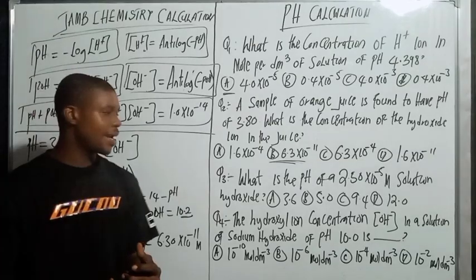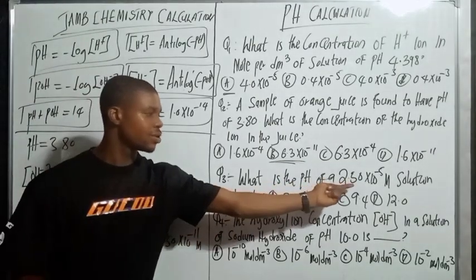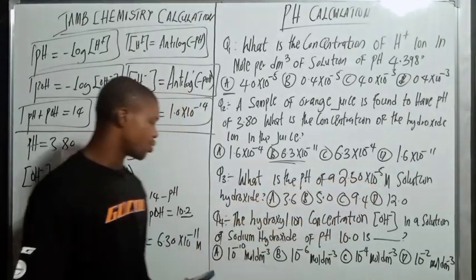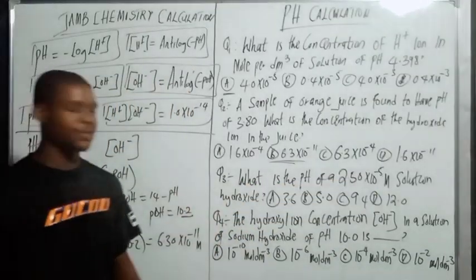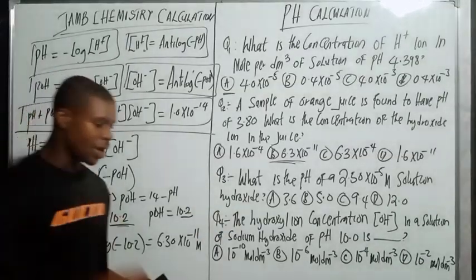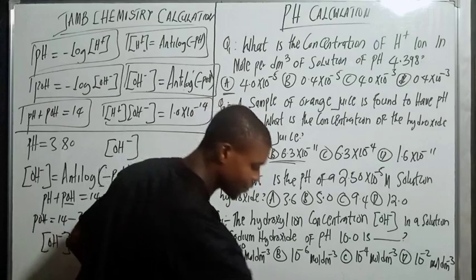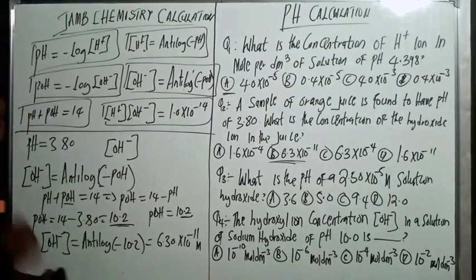So now you can go ahead and try this for me. What is the pH of a 2.50 exponential minus 5 molar solution of hydroxide ion? Go ahead and try this one for me. Pause the video and try it, and leave your answer in the comment section.